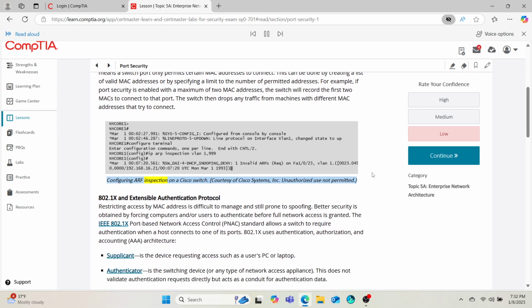Configuring ARP inspection on a Cisco switch. Courtesy of Cisco Systems Incorporated, unauthorized use not permitted.